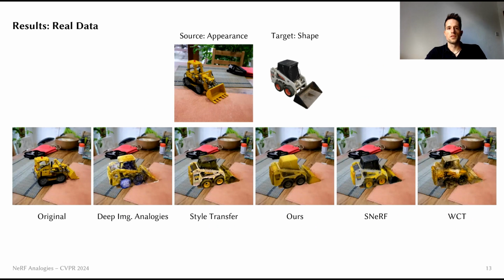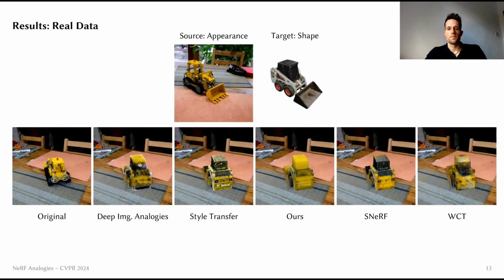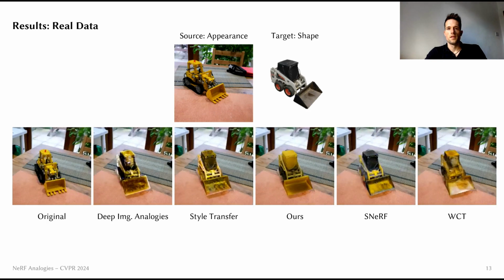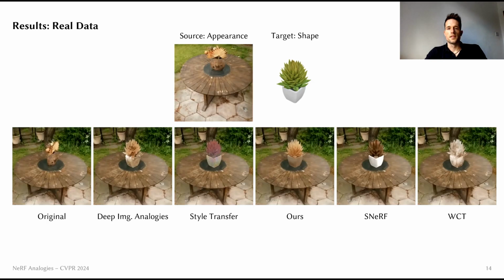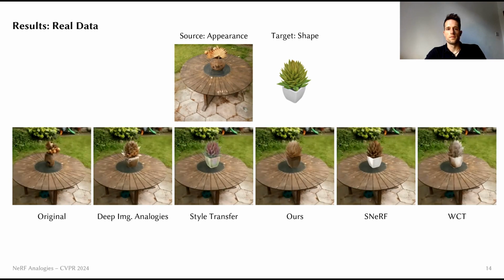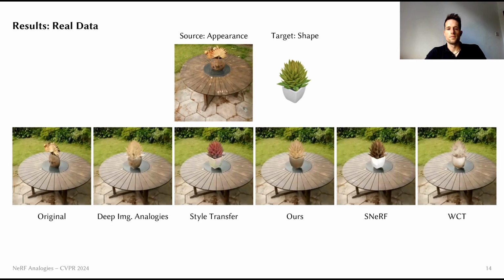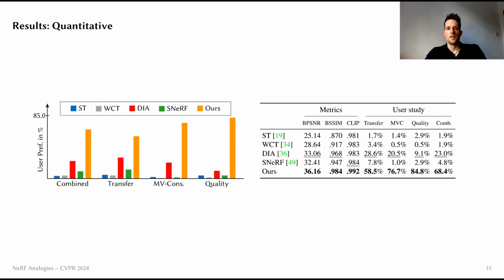We also show results on the real-world datasets from the Mip-NeRF 360 scenes, where we replace the excavator with a skid steer and the vase in the garden scene with a different type of flower pot. Finally, we confirm these qualitative findings quantitatively through a user study where our method is preferred by a large majority of users.